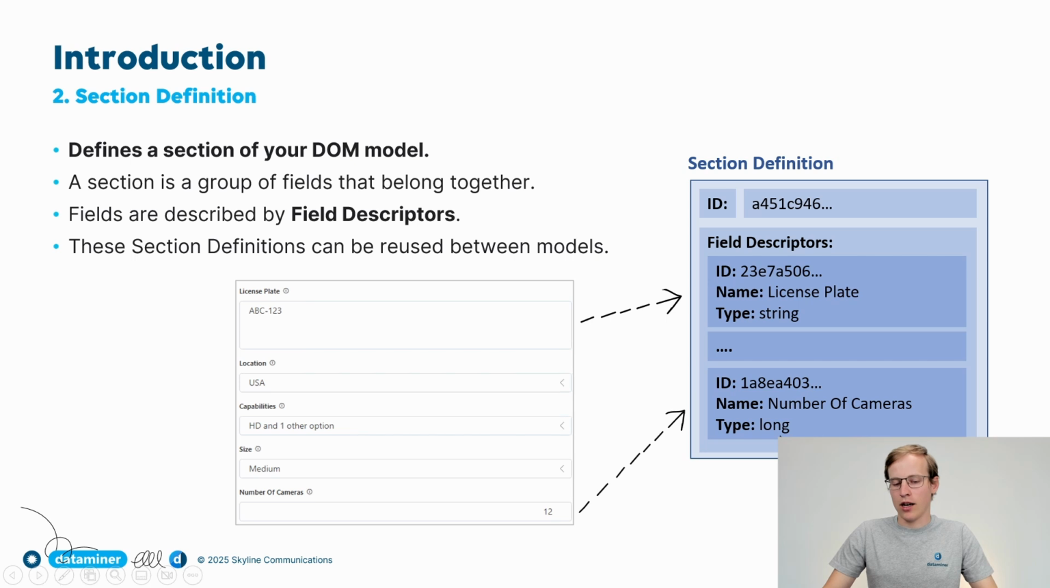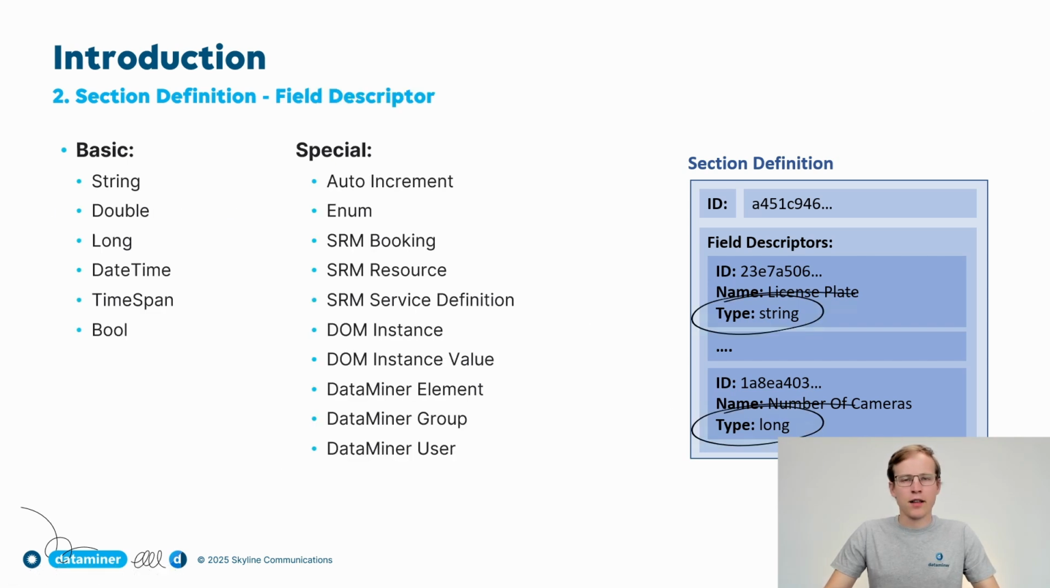That's a large number. I mentioned the type string and long, but there are actually a bunch more. On the left, we have a list of basic types, and these are the ones supported for simple field descriptors. We have string, which is a piece of text; double, which is a decimal number; long, a very large number; datetime, which is the date and time; a time span, a certain span of time; and then the last one, bool, which will be represented as a checkbox.